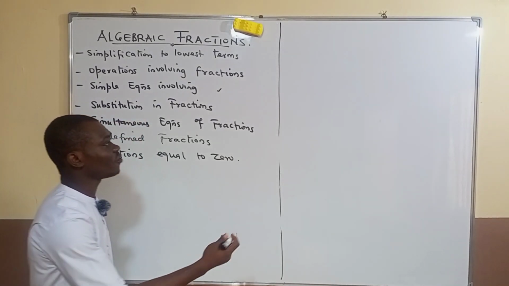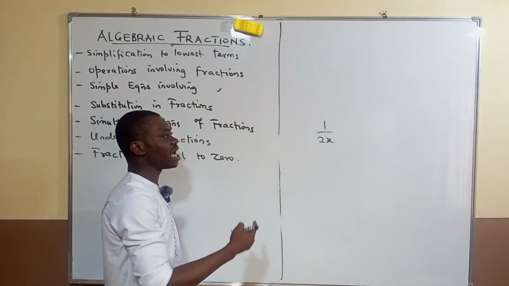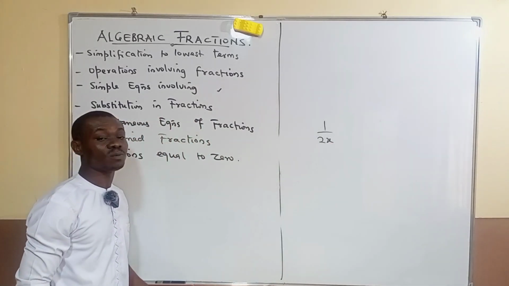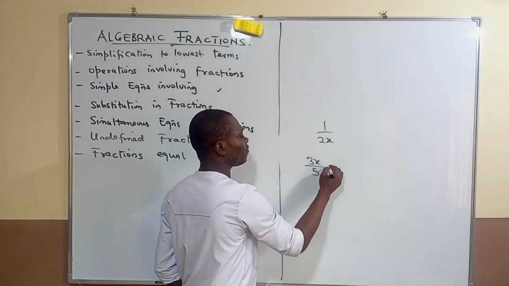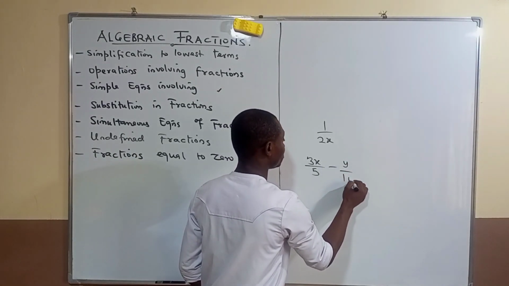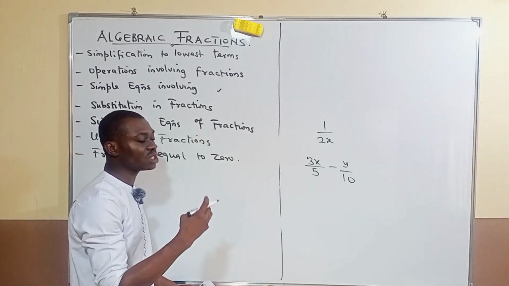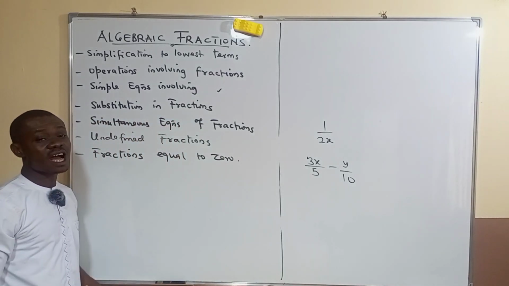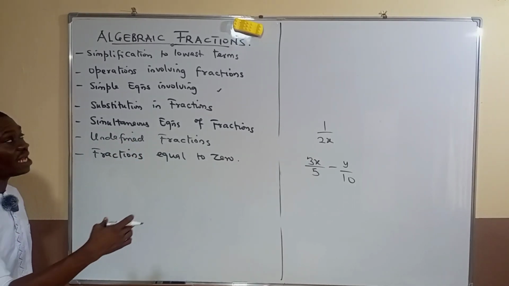For instance, if I have something like 1 over 2x, this is a fraction and it contains a variable, the x, and so you say it is an algebraic fraction. You can have something more, let's say 3x all over 5, maybe minus y over 10. This is an algebraic fraction. Once you have a fraction that consists of some variables or one variable, you refer to that fraction as an algebraic fraction.